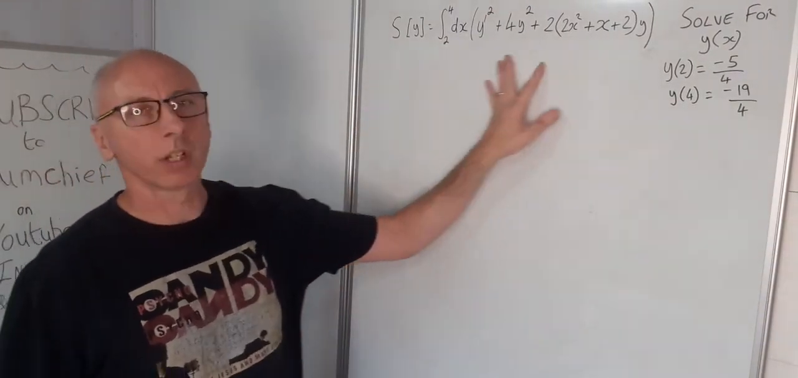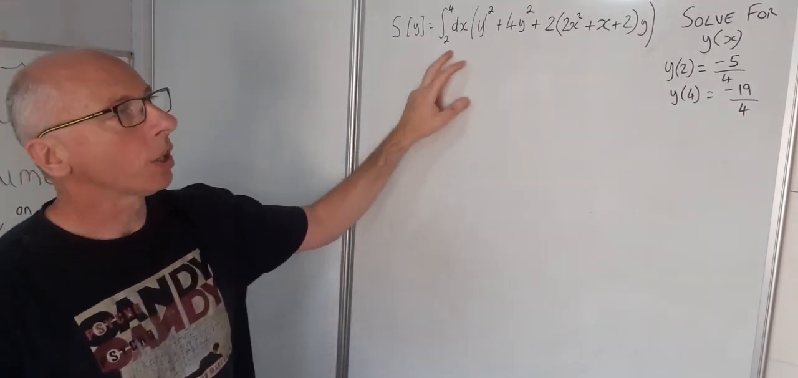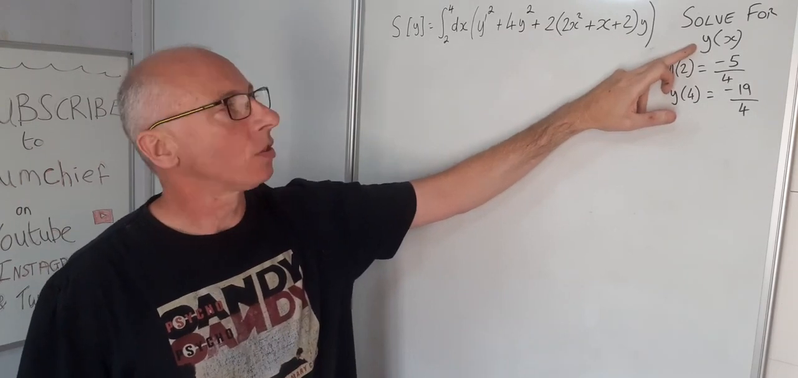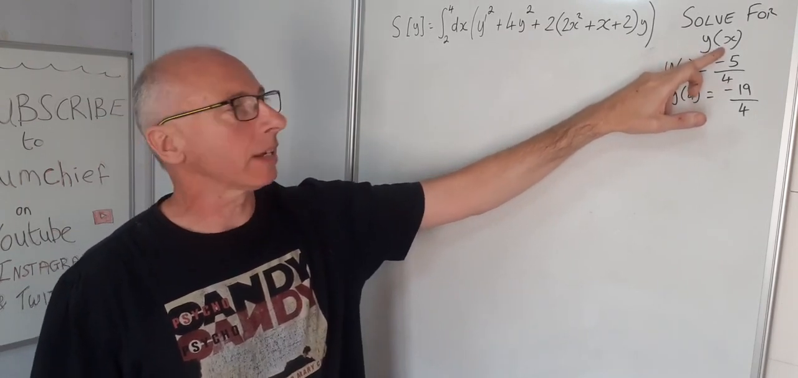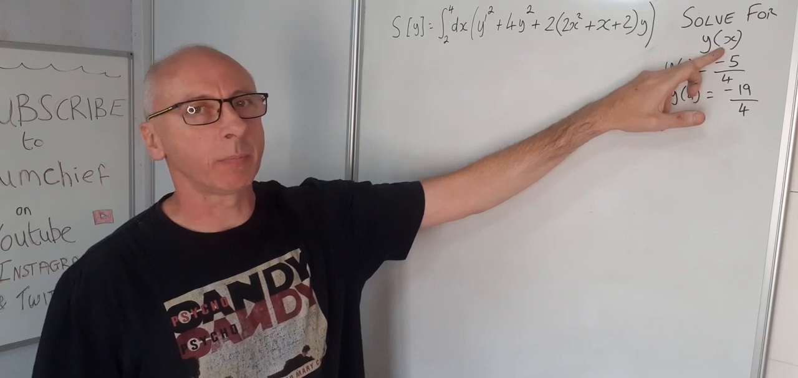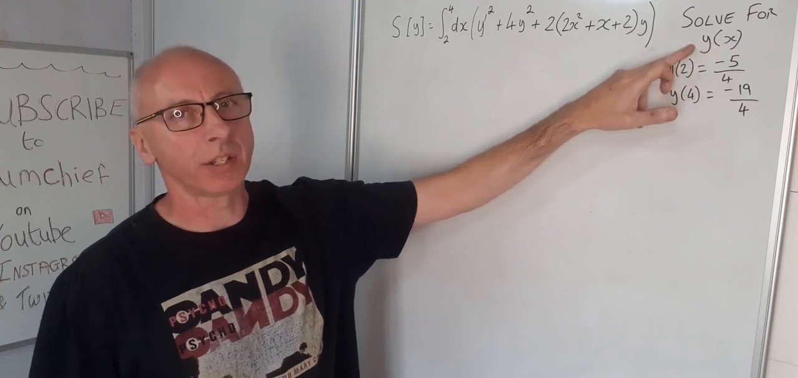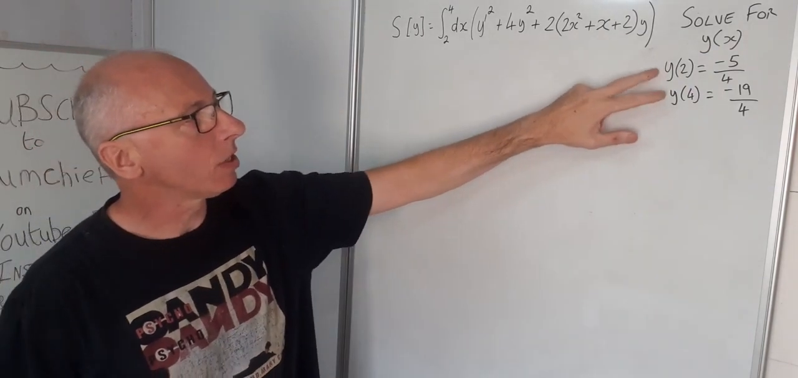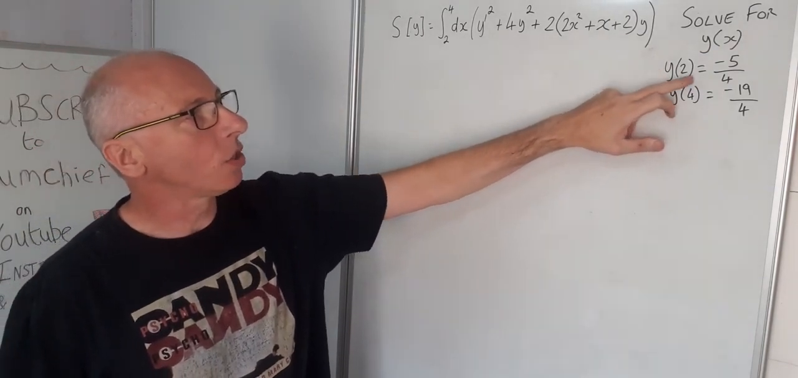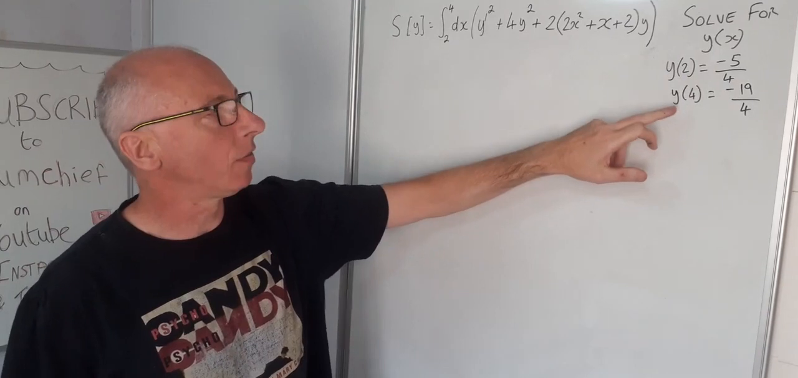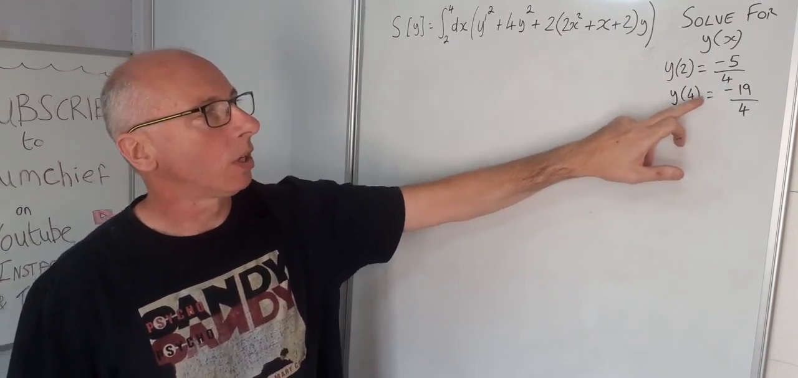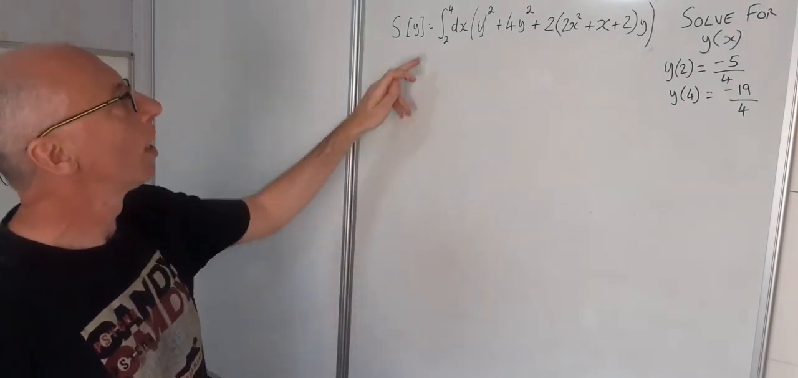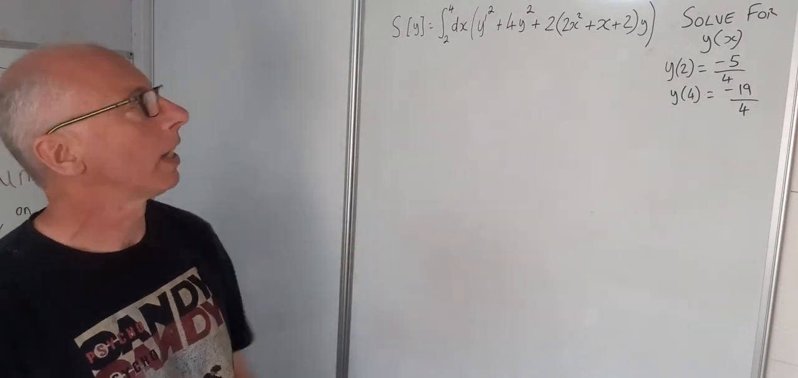Okay, so we've got a calculus question here, and we're going to try and solve this integral and find y of x. So y is a function of x. x is our independent variable and y is our dependent variable because it depends on x. Now our parameters are when x is 2, y of 2 is minus 5 over 4, and when x is 4, y of 4 is minus 19 over 4. That's the only information we're given, as well as this integral here.